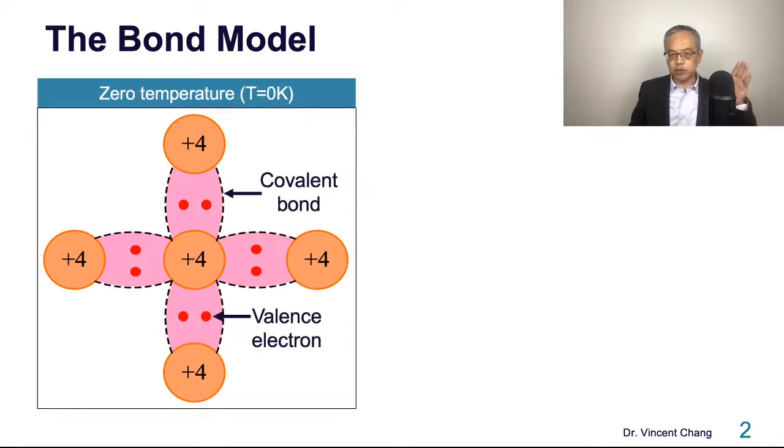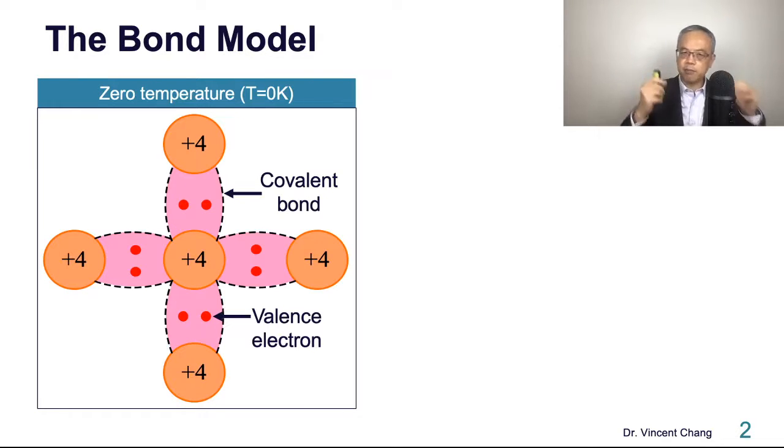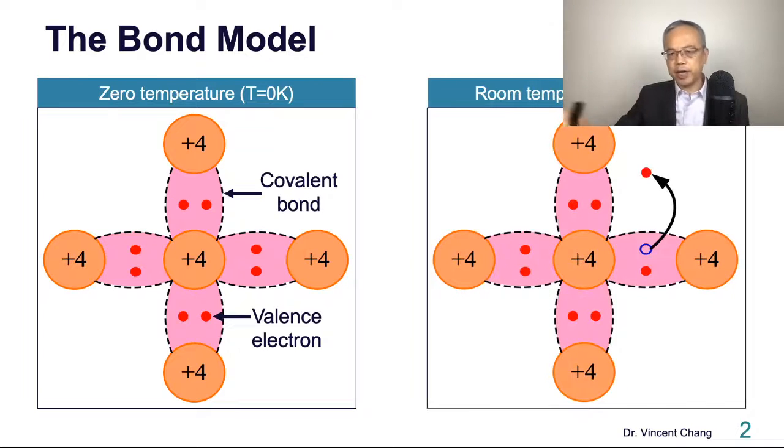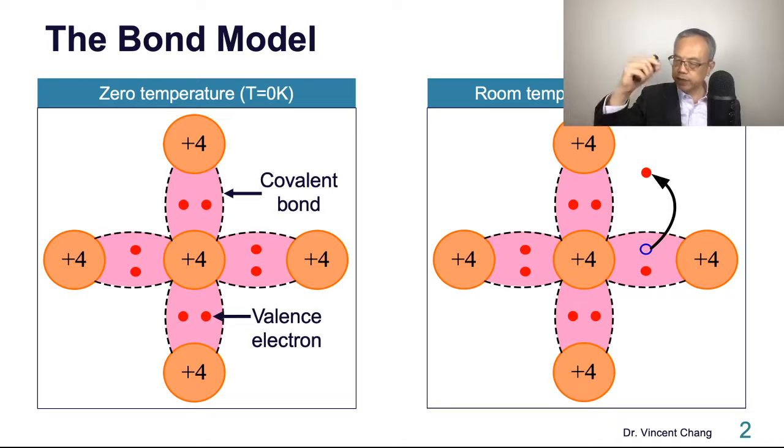At absolute zero temperature, on your left-hand side, you see the two-dimensional scheme of the diamond structure, with the covalent bond and valence electrons. A pair of valence electrons forms a so-called covalent bond. On your right-hand side, when the temperature increases to, for example, room temperature, then what?